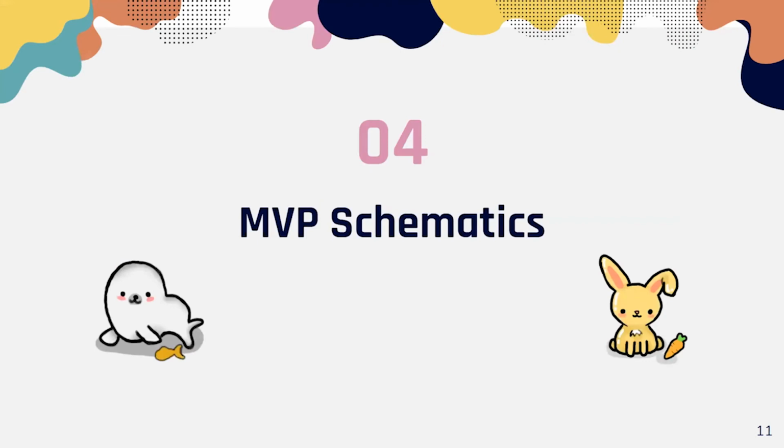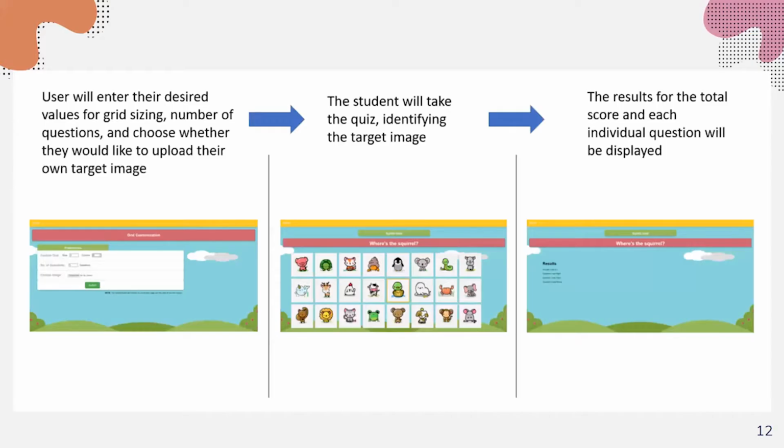So we first developed a minimum viable product, and these are the semantics for that. So as you can see here, the user will be able to enter their desired values for grid quizzes and number of questions and choose whether they would like to upload their own target image. Then the student will take the quiz, identifying the target image, and then lastly, the results for the total score, and each individual quiz will be displayed.